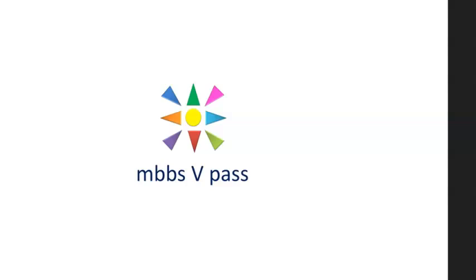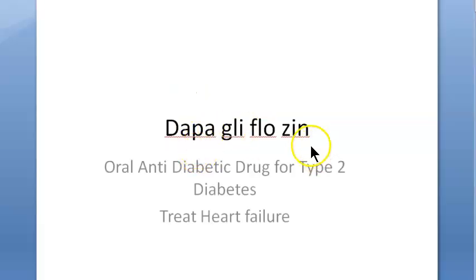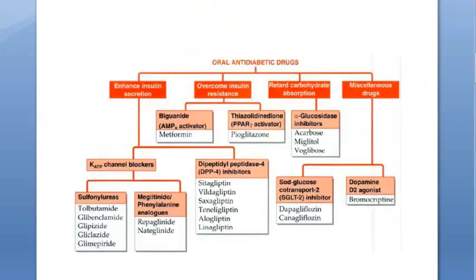Take a recap now. So what are we looking at? Dapagliflozin. It is an oral anti-diabetic drug for type 2 diabetes, and it can also be used to treat heart failure. So it makes a very good combination for patients who are suffering from diabetes and some kind of heart failure, even as a protective effect for the heart. So here you can see oral anti-diabetic drugs, right? And here you have dapagliflozin.